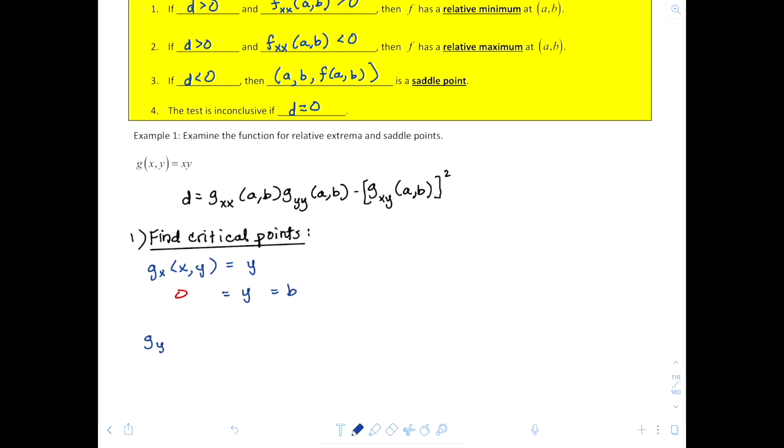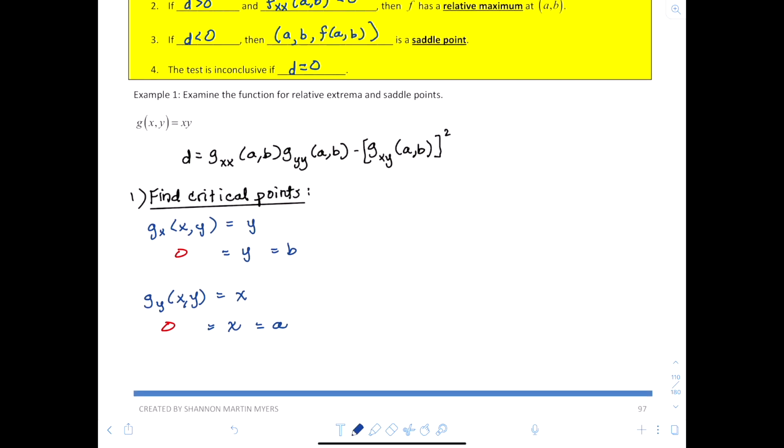gy, so the first partial of g with respect to y, is going to be x. And so similarly, setting that equal to 0, you'll have 0 is equal to x, which would be the a from the theorem. So AB, our critical point, we have 1. So our critical point AB is equal to 0, 0. Cool so far?